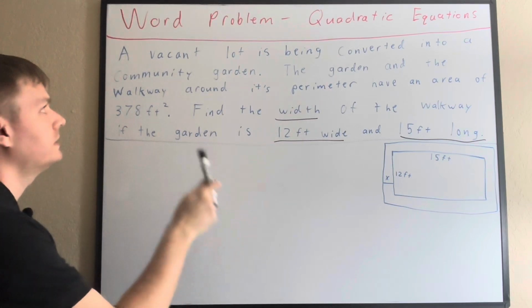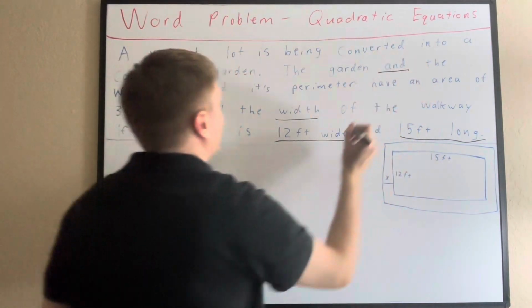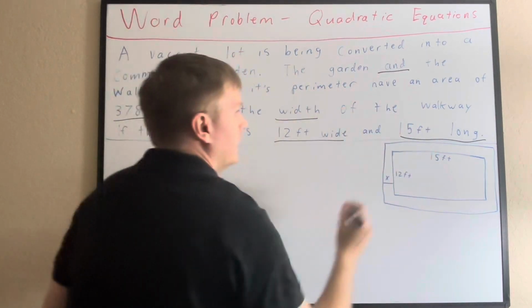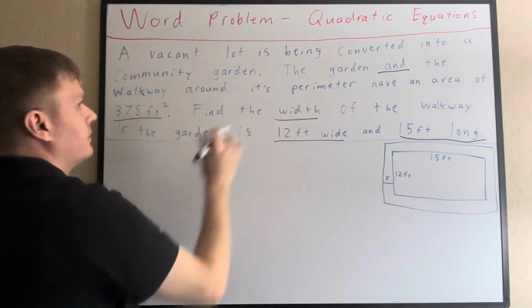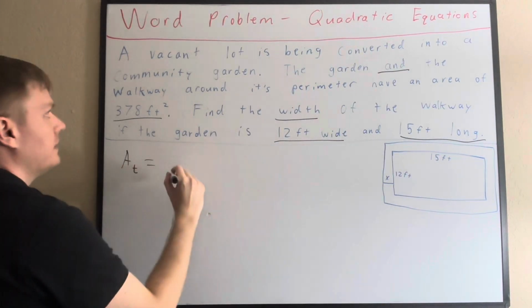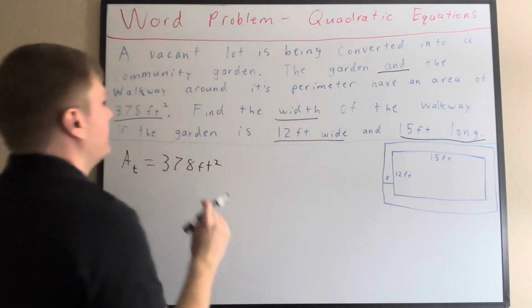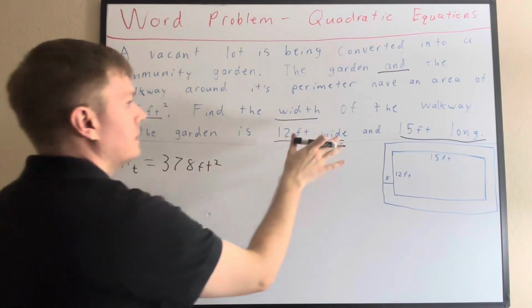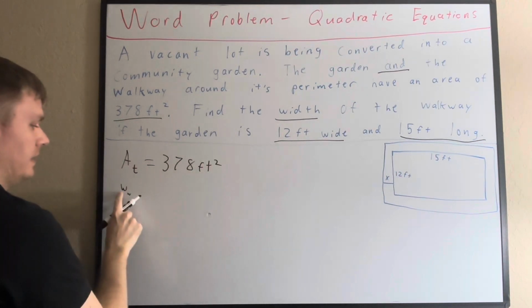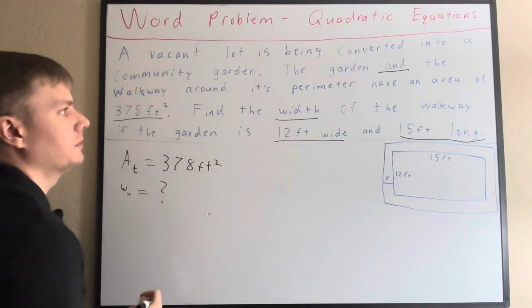The vacant lot is being converted into a community garden. The garden and the walkway around its perimeter have an area of 378 feet squared. So the garden and the walkway, our total area, A sub T, is 378 feet squared. Find the width of the walkway. So W sub W, width of walkway, equals question mark. That's what we're looking for.